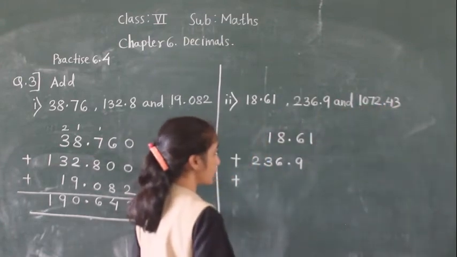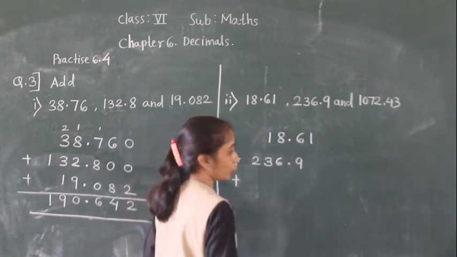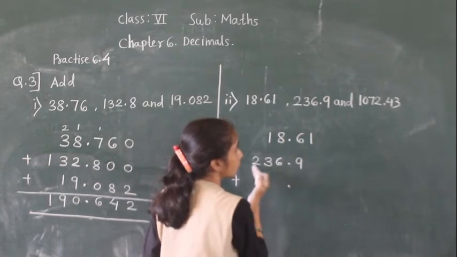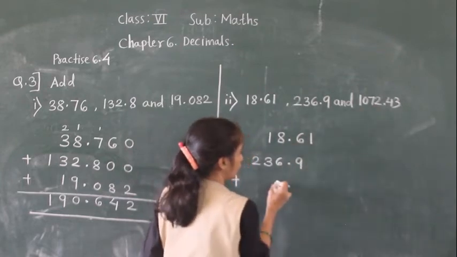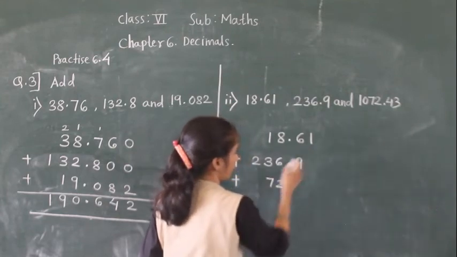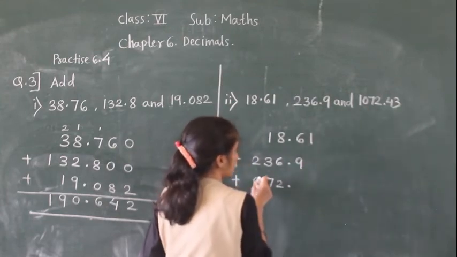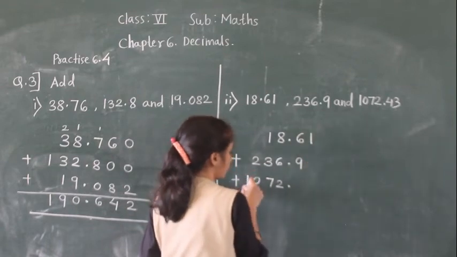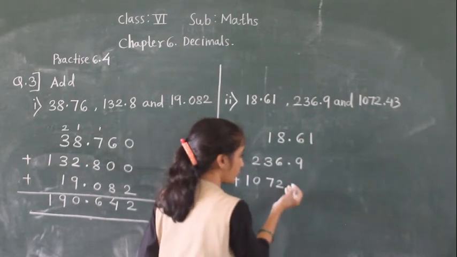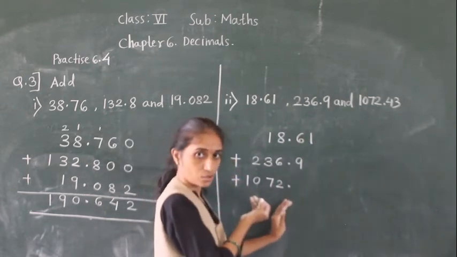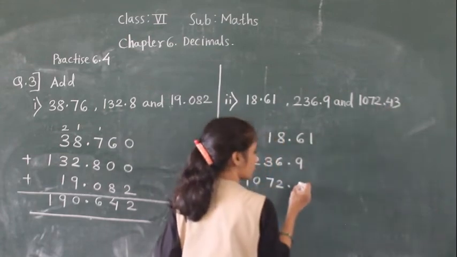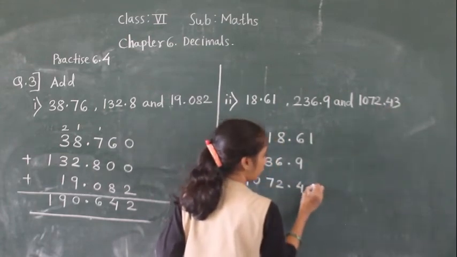1072.43. Always remember, point should come down of point only. The first one will give point. So you can arrange the numbers properly. Point. So here 2. Then 7. Then 0. Then 1. So 1072. It is easy to understand. First give the point and then you can add the numbers. Okay. Now after decimal point, 43 is given. So right here 4 and here 3.